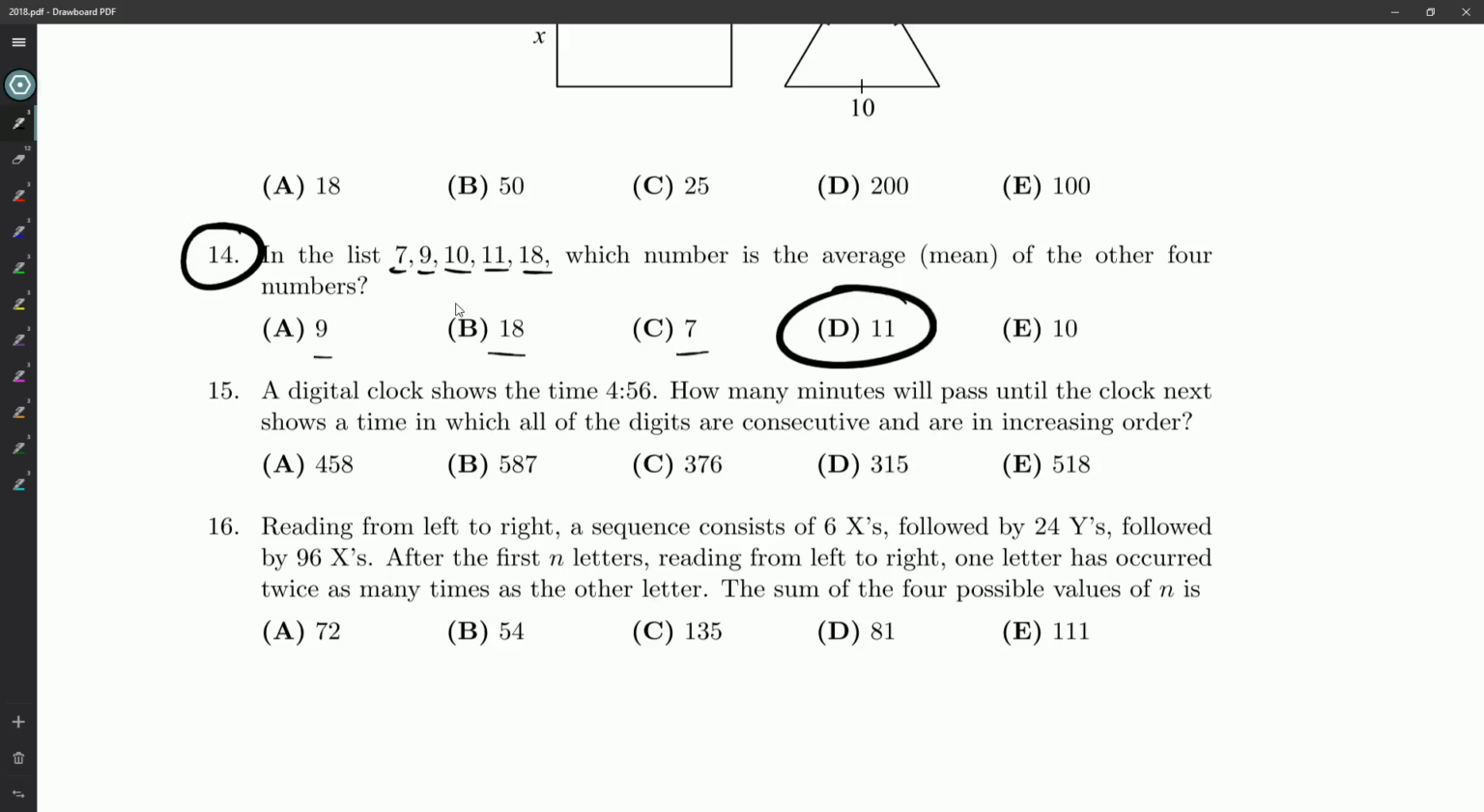Okay, so that finishes off question number 14. Pretty quick, actually, if you understood the connection between lists and the average being included in that list. But if you didn't, maybe that's something you can now take forward with you.